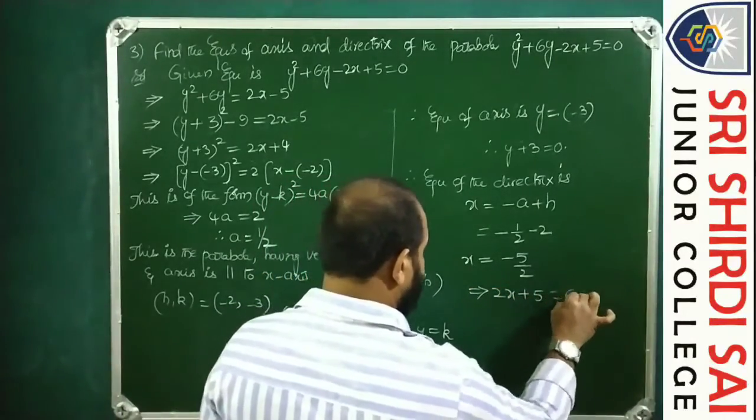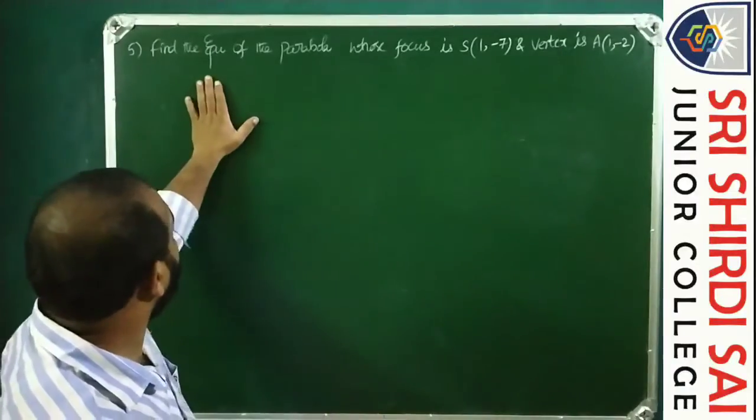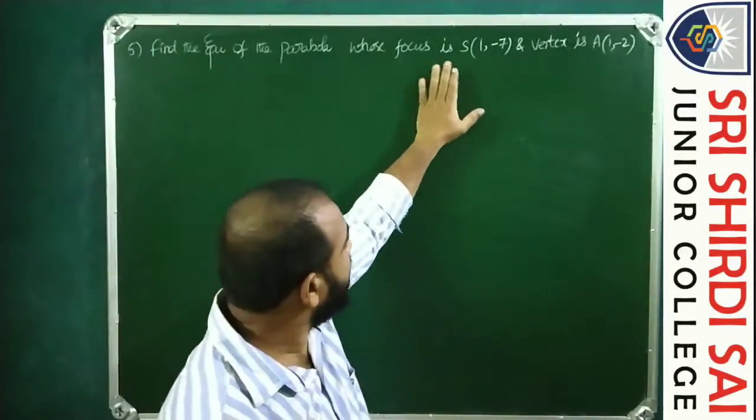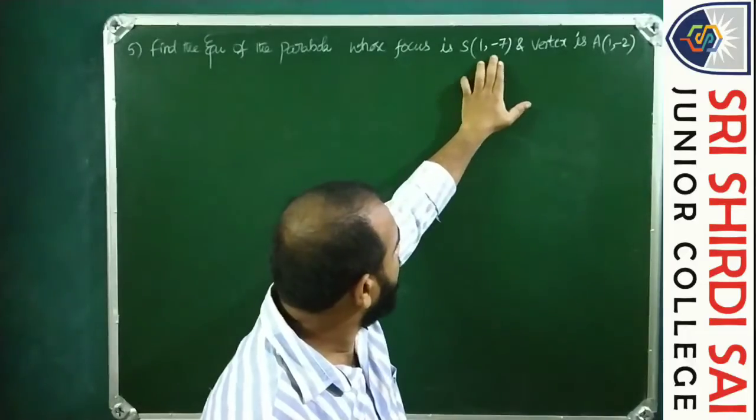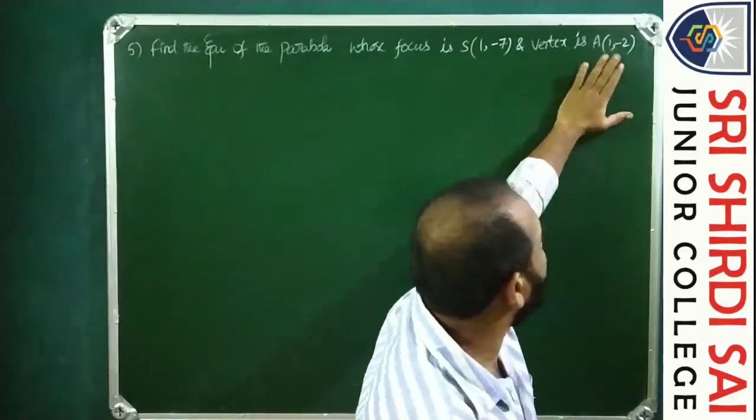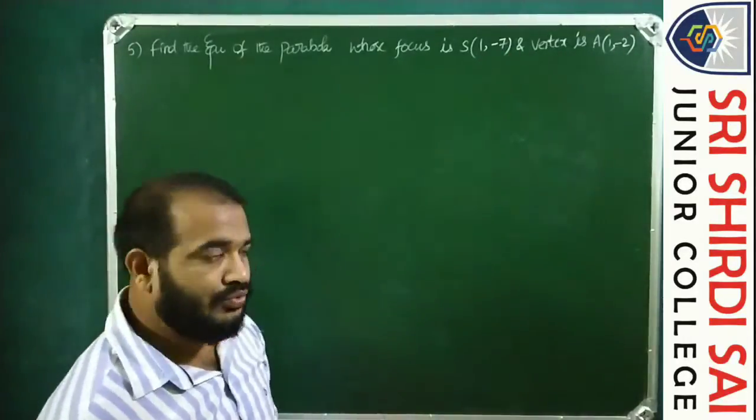This is 2x + 5 = 0. Find the equation of the parabola whose focus is S (1, -7) and vertex A is (1, -2).